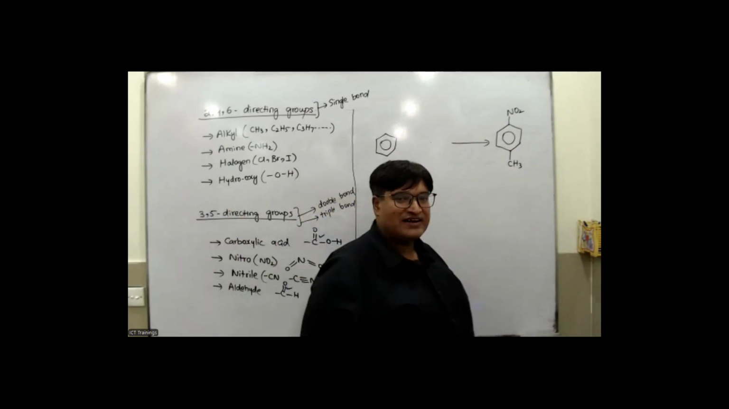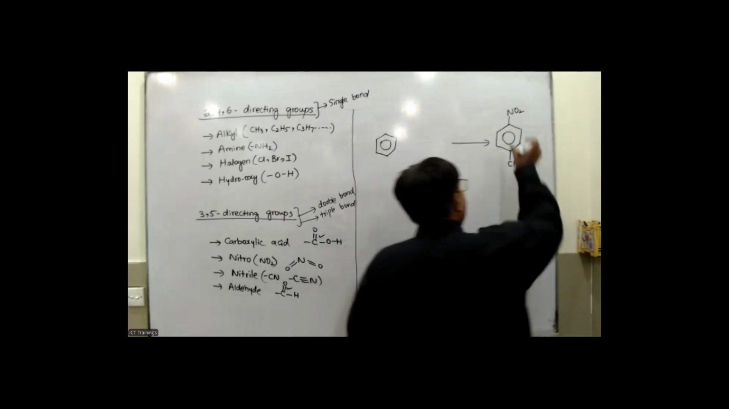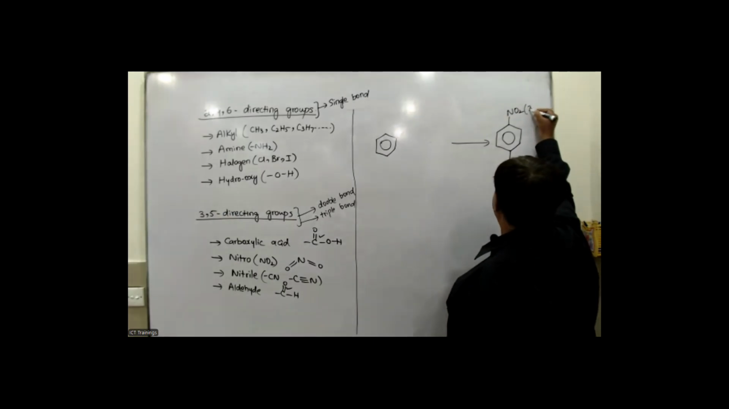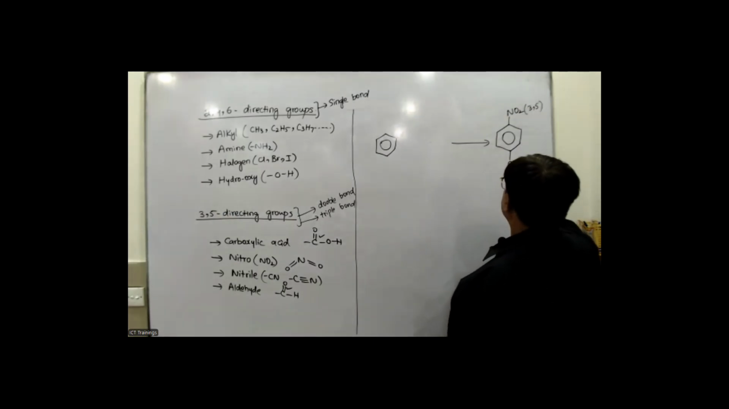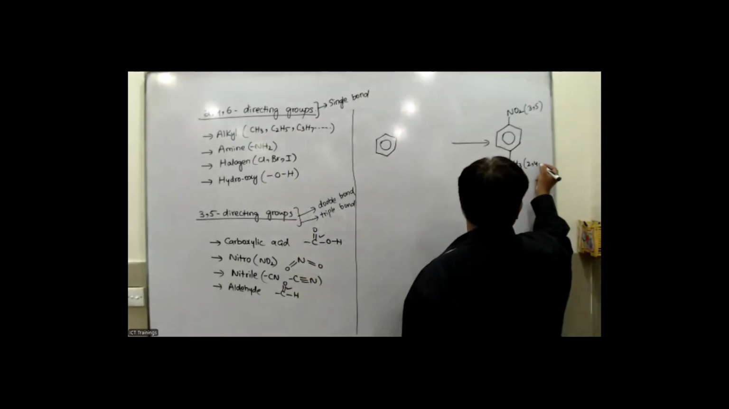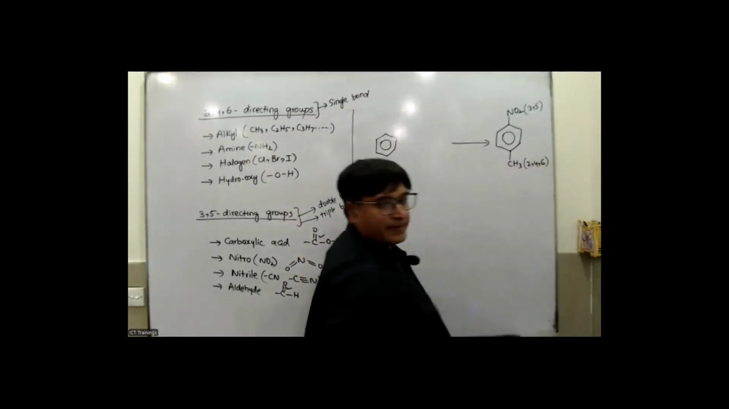NO2. So one of my students is saying NO2. NO2 कौन सा directing group है? 3, 5. It's a 3, 5 directing group. And this one, CH3, it's an alkyl group. It's a 2, 4, 6 directing group. ये पहले दोनों को लिखने हैं.